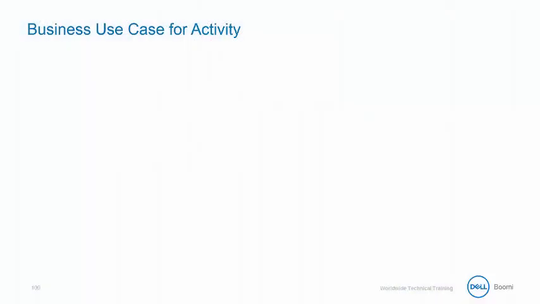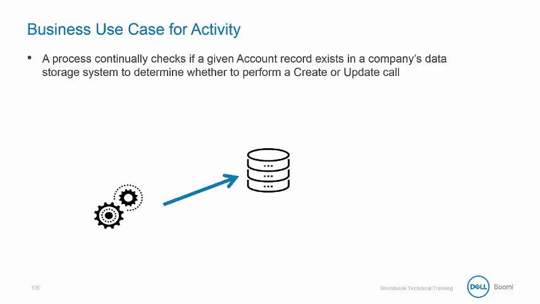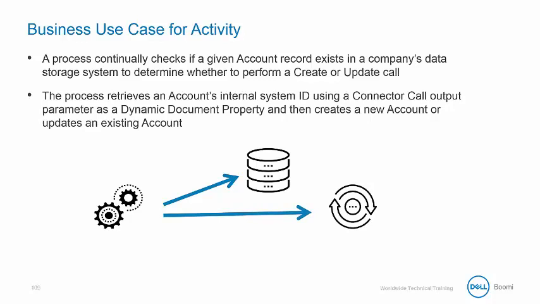Let's review the business use case for our next activity. A process continually checks if a given account record exists in a company's data storage system to determine whether to perform a create or update call. The process retrieves an account's internal system ID from Salesforce using a connector call output parameter as a dynamic document property, and then creates a new account or updates an existing account based on the routing logic in the process.